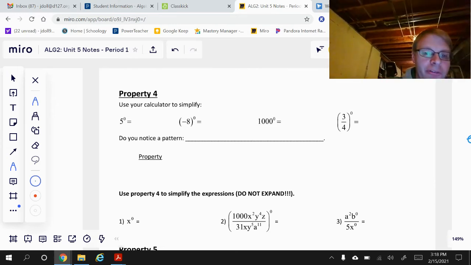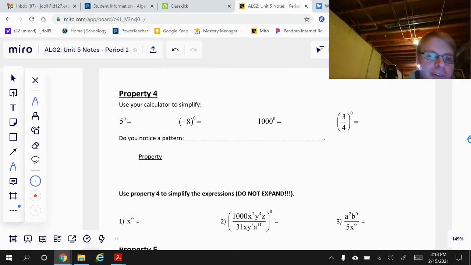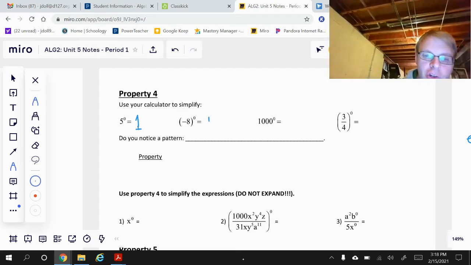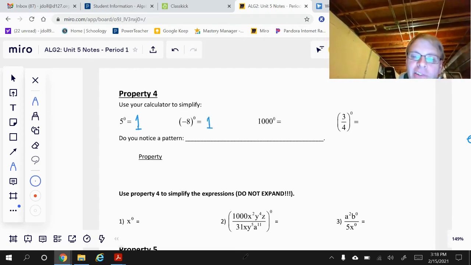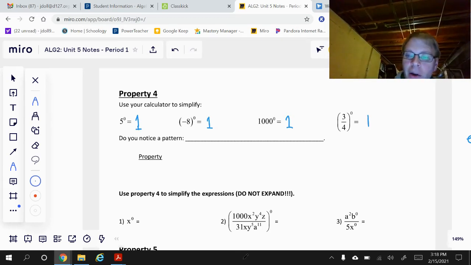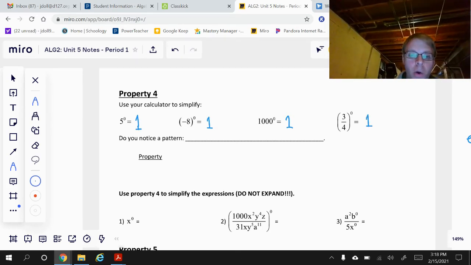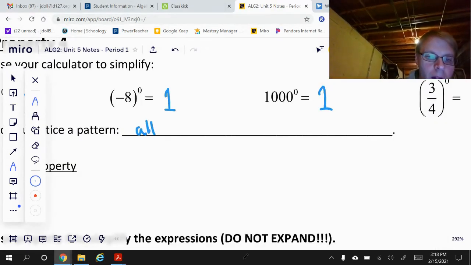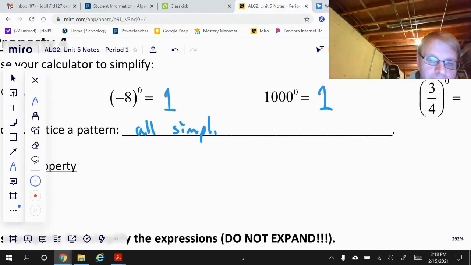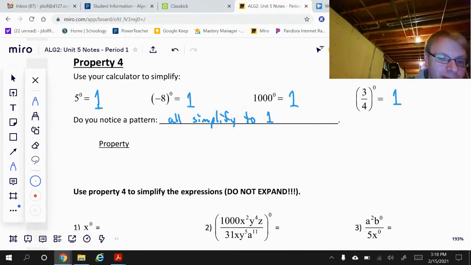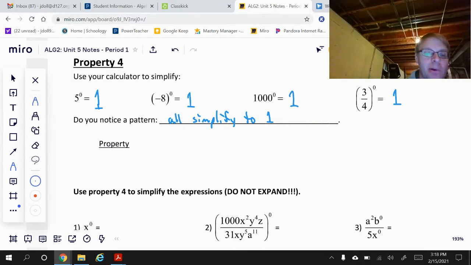So let's see. 5 to the 0 power. What you should have gotten is 1. Negative 8 to the 0 power. What you should have gotten is 1. 1,000 to the 0 power. What you should have gotten is 1. And 3/4 to the 0 power. Shocker. What you should have gotten is 1. Do we notice a pattern? Hopefully you do. All simplify to 1, right? So this is probably, guys, the simplest and easiest property.